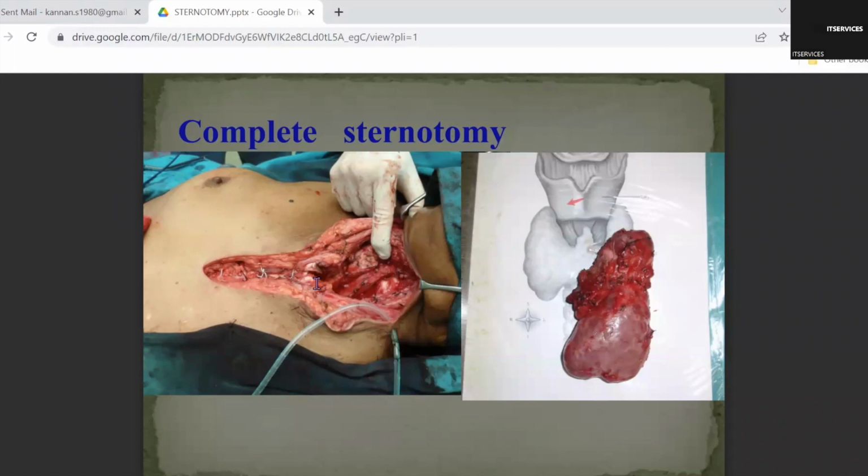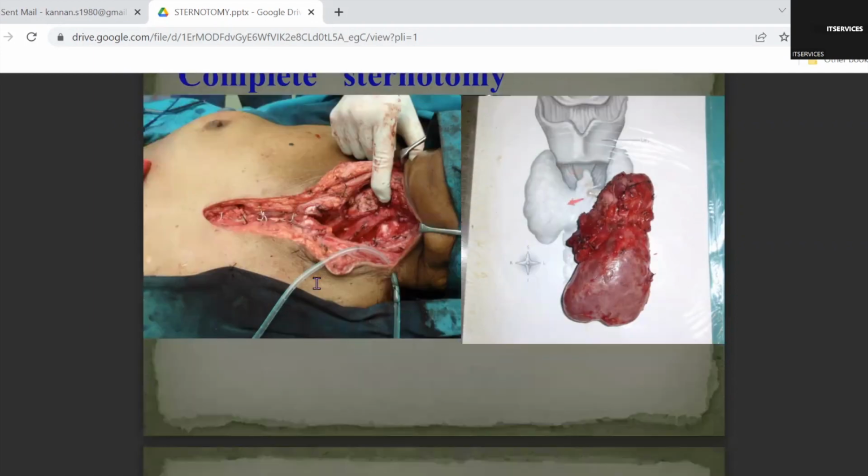Then most of these patients would need an ICD, an intercostal drain, and an intrathoracic drain, and that's what we normally do.